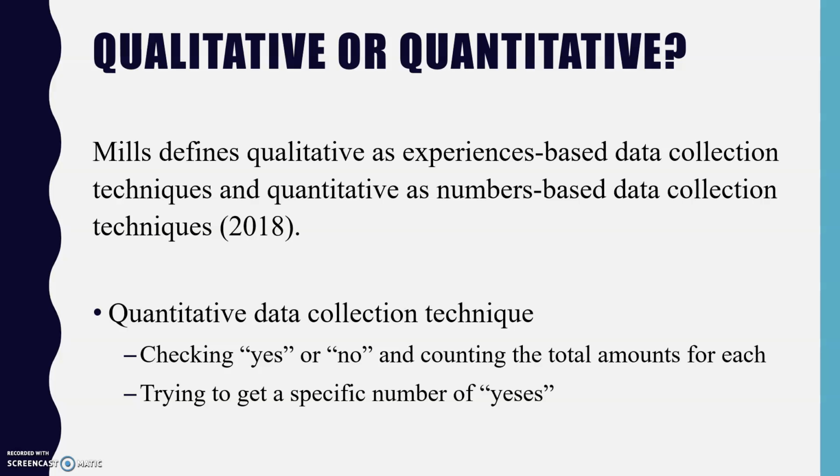Mills defines qualitative as experience-based data collection techniques and quantitative as numbers-based data collection techniques. Since a checklist is checking yes or no, or observed or not observed, and then counting the total amounts or trying to get to a specific number of yeses, checklists would be considered a quantitative data collection method.